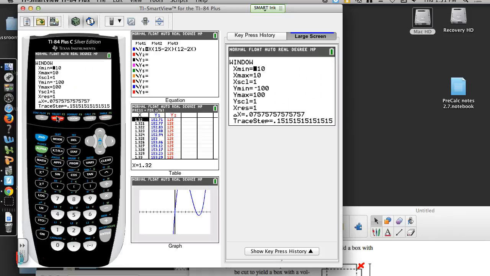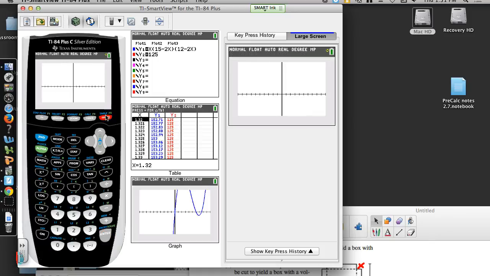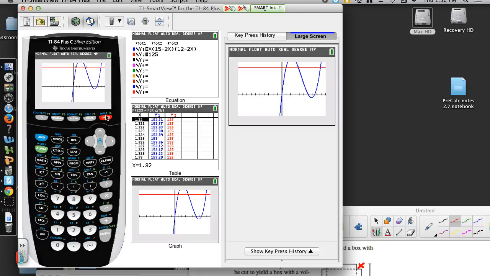So y equals, it froze, there we go. So let's look at 150, because I really do care about which portions of this graph are going to be above and below that 125. So, two things of interest here. First of all, these points of intersection. Those are going to determine our intervals.